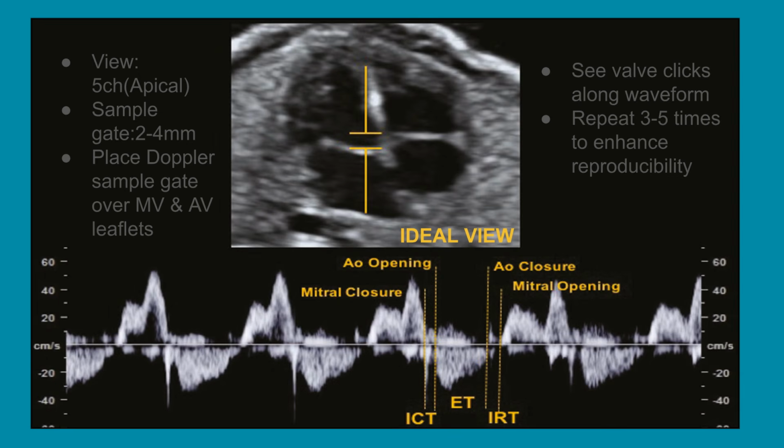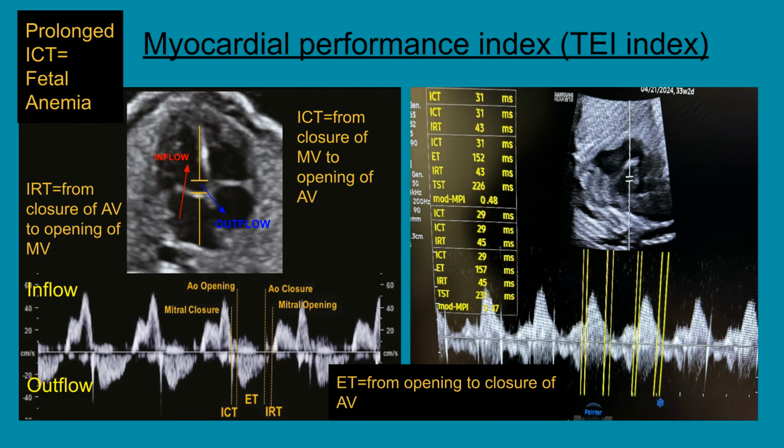For the measurement, we use a 5-chamber apical view with a 2 to 4 millimeter Doppler sample gate placed over the mitral and aortic valve leaflets. You must observe the valve clicks on the waveform. Repeat the measurement 3 to 5 times for enhanced reproducibility.